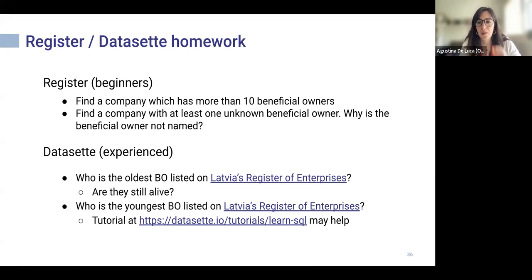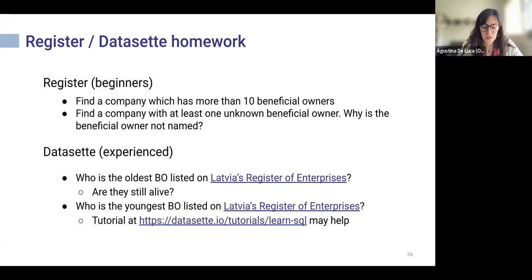And if you want to keep on working with Datasette in a more detailed and data-oriented way, we have given you these two tasks on Latvia's register. It's not the whole beneficial ownership register, the global one, but just Latvia's data. And then we would ask you to look for who is the oldest beneficial owner listed in the register and whether that person is still alive. So you are an investigative journalist, you have to find this out. And then, who is the youngest BO listed?